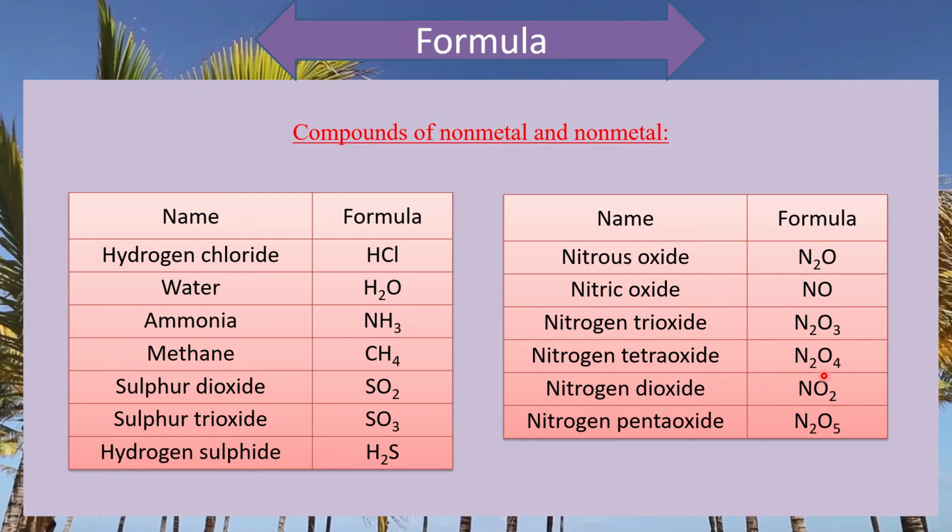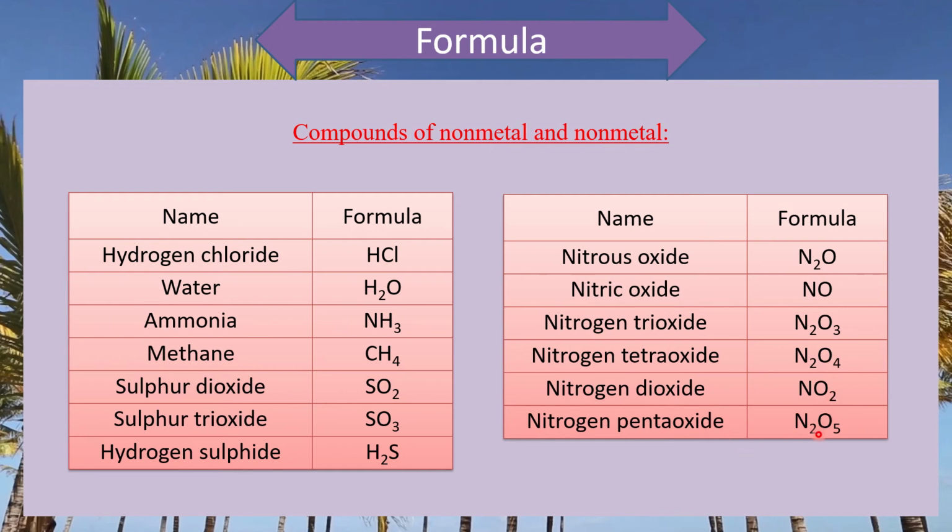N2O4. Look here, in N2O4, both numbers have a common factor, that is 2. If both are divided by 2, then it will become NO2. This is a separate compound. Here also the valency of nitrogen is 4, but here it is not divided by 2. In that case its name is nitrogen tetraoxide, and after dividing it is nitrogen dioxide. Both compounds have nitrogen valency 4.